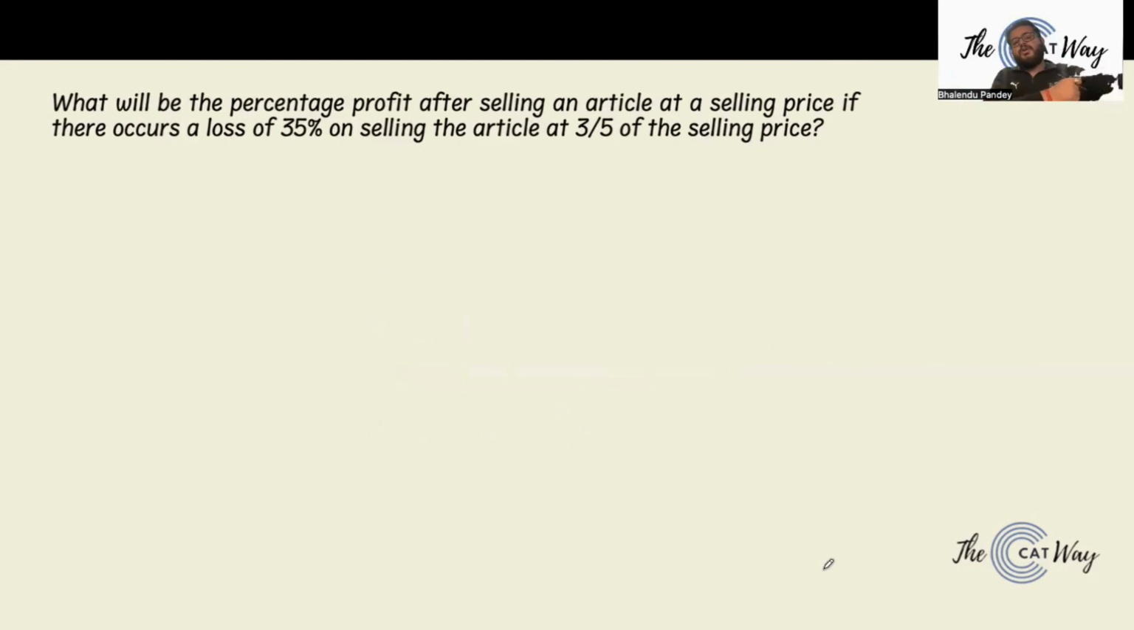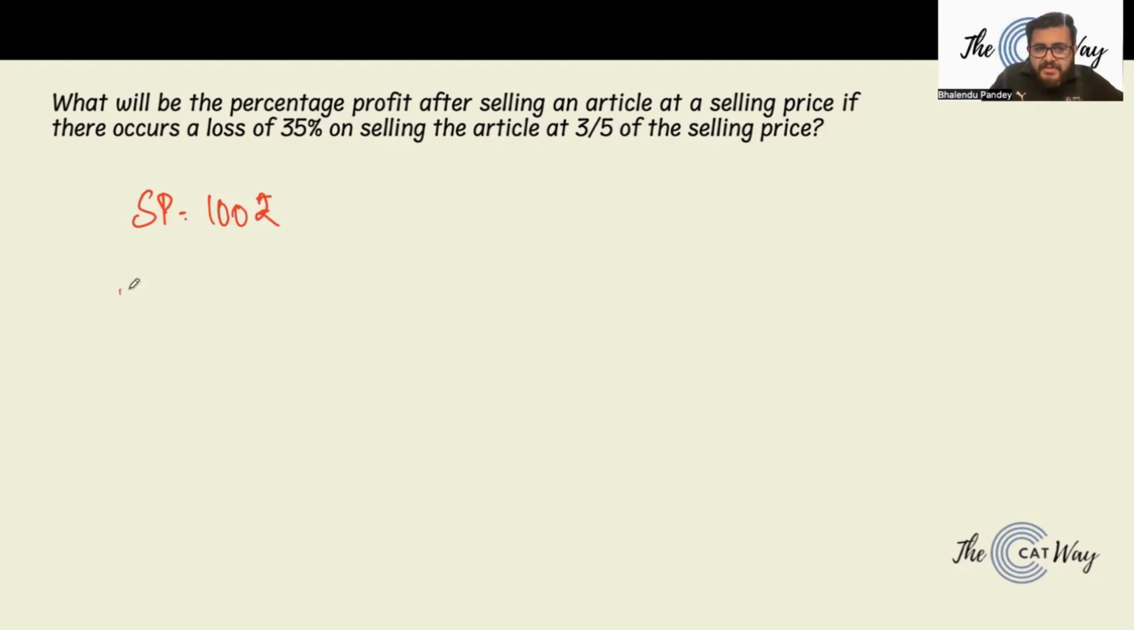So the question is: what will be the percentage profit after selling an article at the selling price, if there occurs a loss of 35% on selling the article at 3 by 5 of the selling price. So the question is, if we are selling it for 3 by 5 of selling price, that is 60% of selling price, then I'm incurring a loss of 35%. Right? So let us assume that my selling price is 100 rupees.